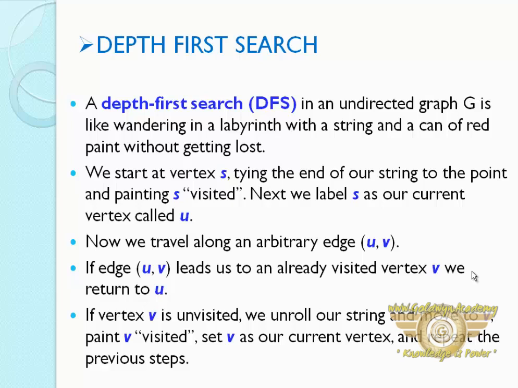Now we travel along an arbitrary edge u, v. If edge u, v leads us to an already visited vertex v, we return to u. If vertex v is unvisited, we unroll our string and move to v. Paint v visited, set v as our current vertex and repeat the previous steps.